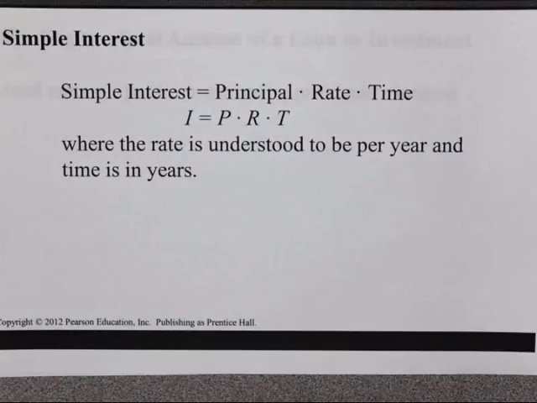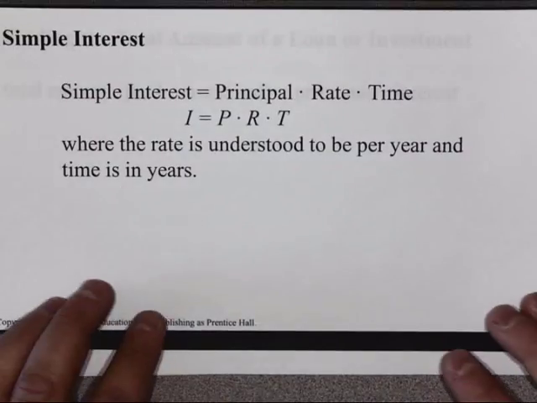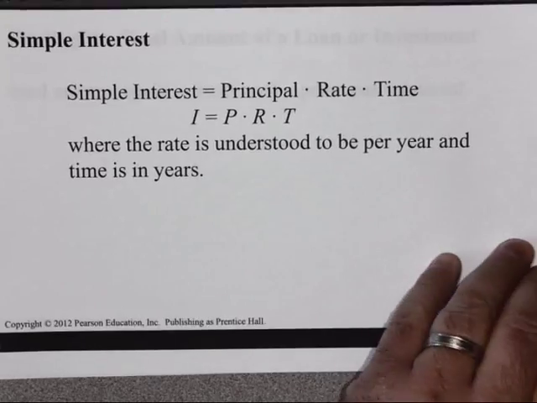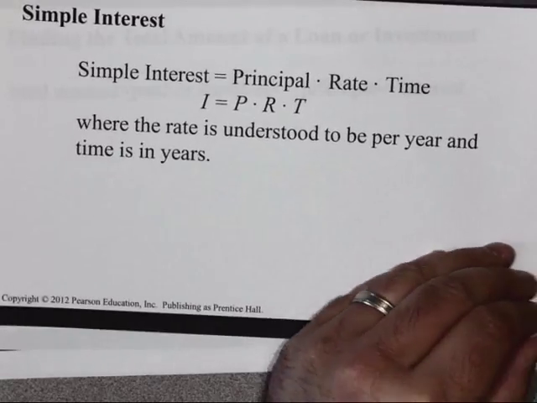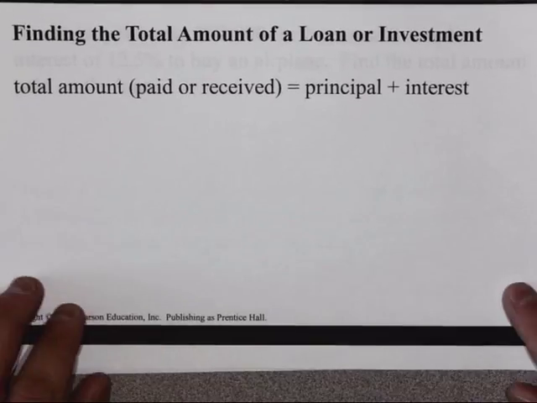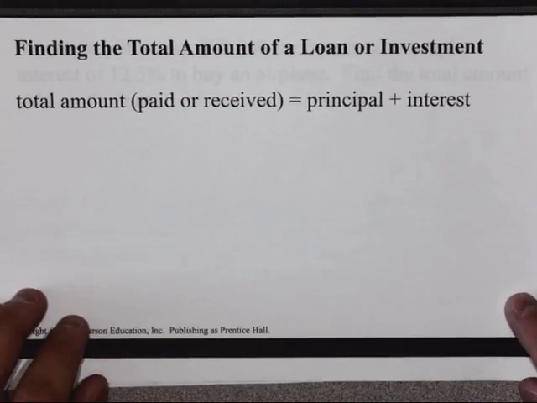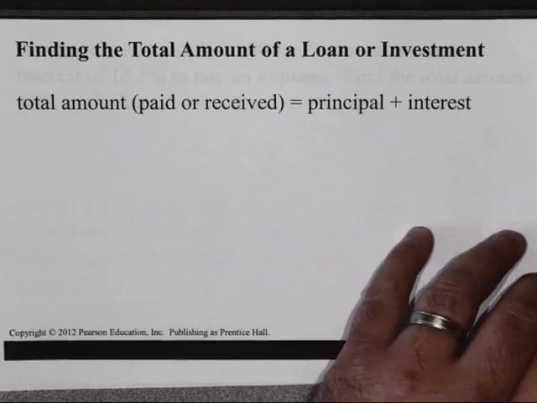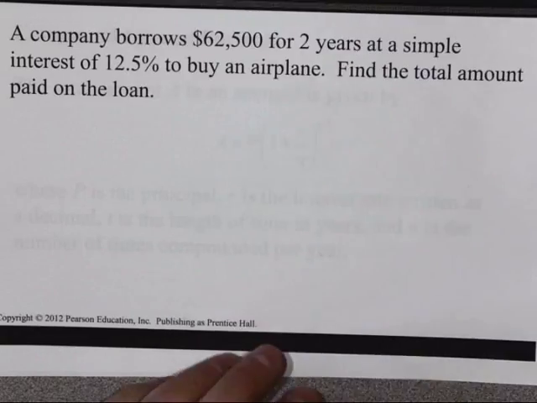So let's take a look at simple interest. Simple interest is pretty easy to calculate. You just take the principal, multiply it times the interest rate, times the number of years, which is time. So to find the total amount of a loan or investment that you're going to get or have to pay, you take the principal and then add it to the interest.